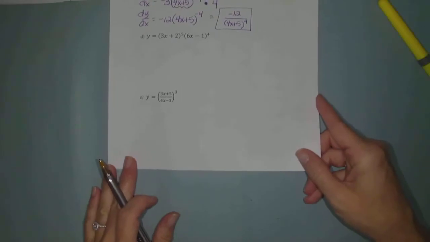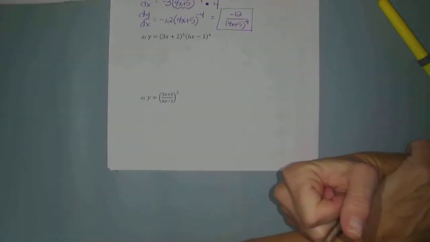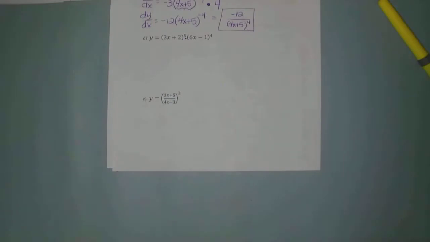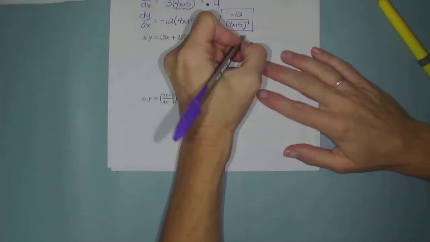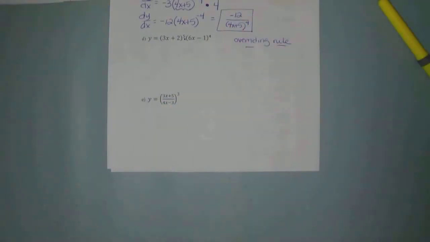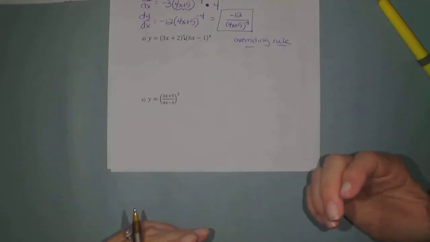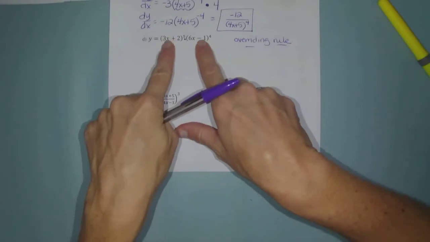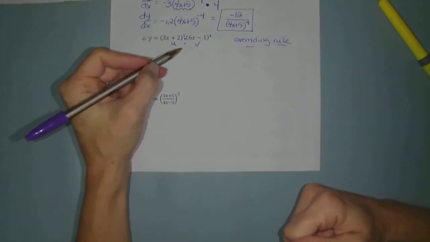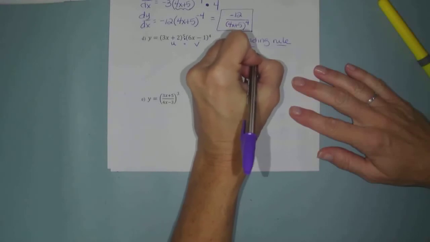Letter D. y equals the quantity 3x plus 2 raised to the 5th power times 6x minus 1 to the 4th power. Now, get ready. This is the first time we're actually seeing 2 major rules hooked up into one problem. What I say to students is, when you look at this problem, what's the overriding rule, or the rule that's dominating the entire problem? And I hope that you're thinking it's a product. Okay, this is a product. This is like a u times a v. You've got one function times another. So the overriding rule is the product rule.